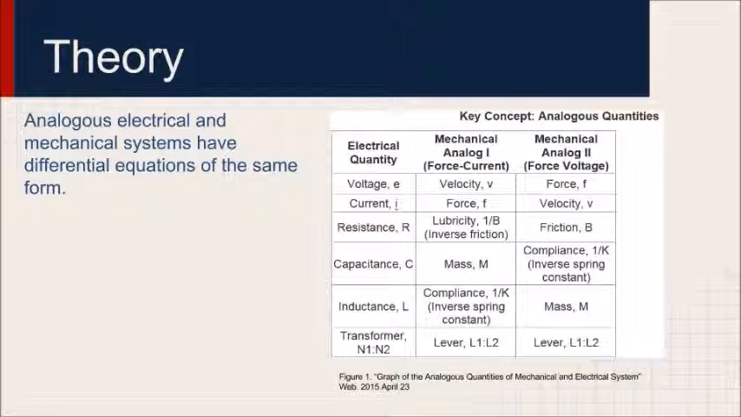Comparing mechanical systems to electrical systems. The mass spring dampener we were working with is analogous to an RLC circuit. Analogous electrical and mechanical systems have differential equations of the same form. The analogous quantities can be seen on this graph here. The mass spring damper's equations are of a force-voltage system. From this graph, you can see the spring acts as a capacitor, mass acts as an inductor, and the dampener acts as resistance.